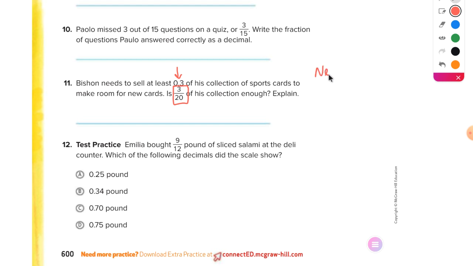He needs to get rid of 0.3. He actually gets rid of 3/20. And it wants to know, is that enough? Does he have enough space for all of his new cards? So if we change this to a fraction, what is 0.3 as a fraction? Hutley? 3/10. Why can't I compare that to 3/20 yet? We kind of can with number sense, but let's do it with, I can look at it and tell. Carter? They don't have the same denominator. What can I do to make them have the same denominator?